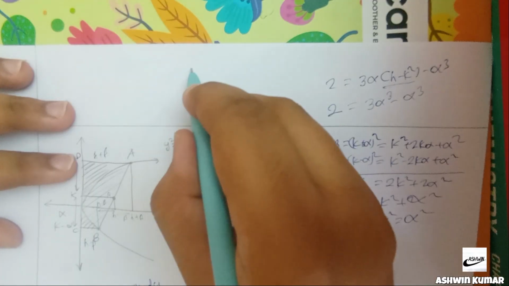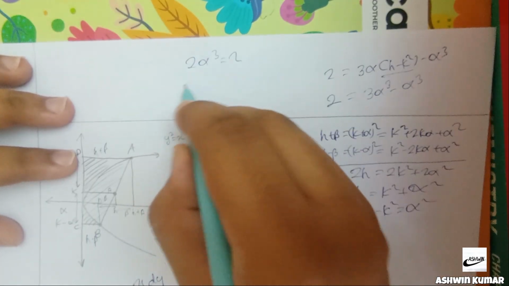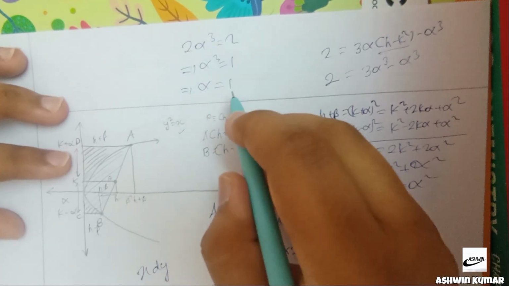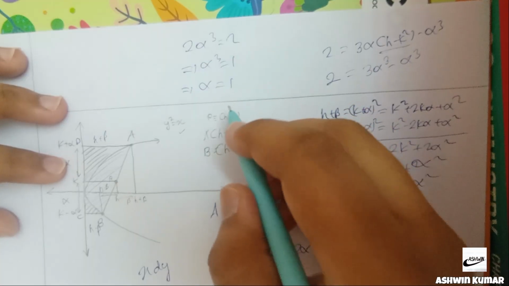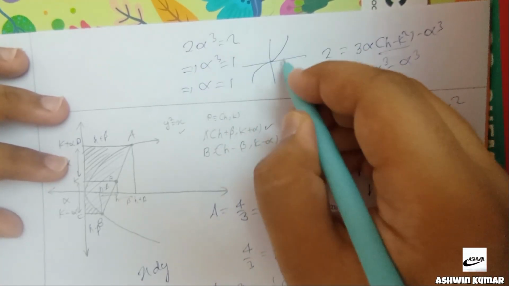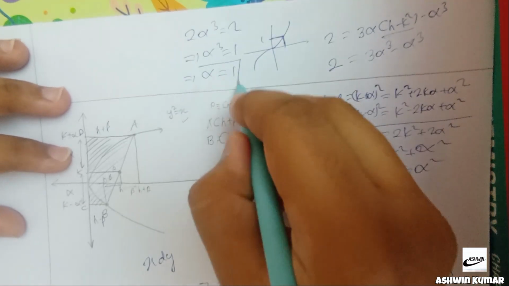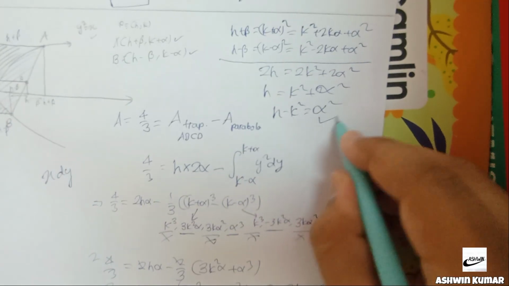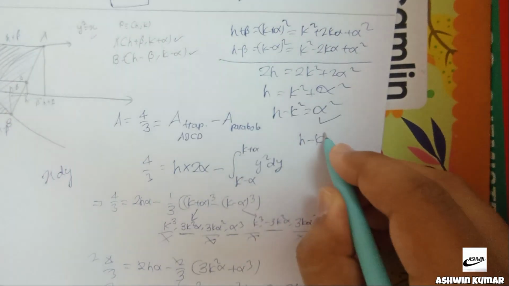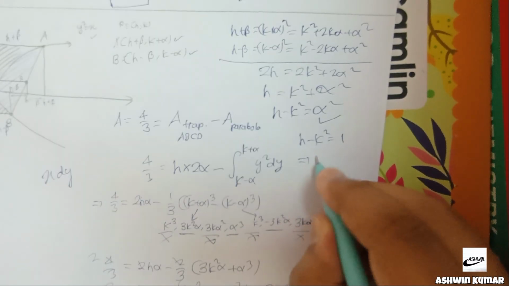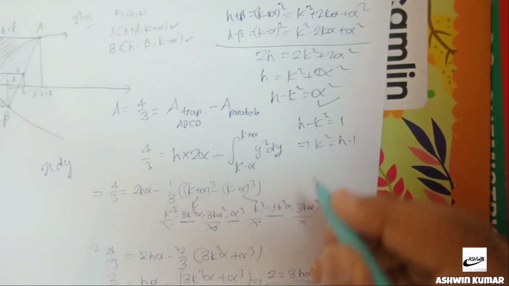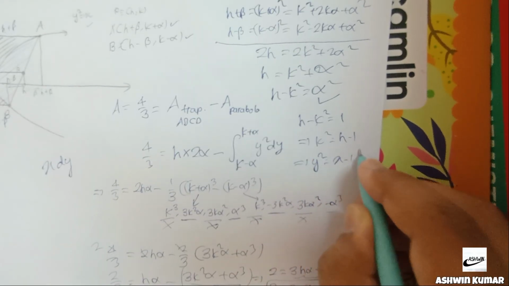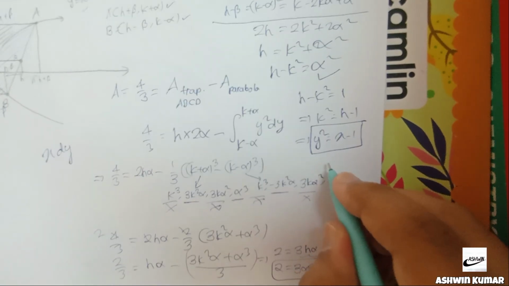So 2 alpha cube is equal to 2, which implies alpha cube is equal to 1, which implies alpha is equal to 1. I don't take plus minus 1 here because a cubic function is one-one, as you can see. So for 1 you will get 1 only. If I substitute alpha equal to 1, you will get h minus k square is equal to 1, or k square is equal to h minus 1. If I replace k with y and h with x, you will finally get y square is equal to x minus 1. So this is the locus of S.